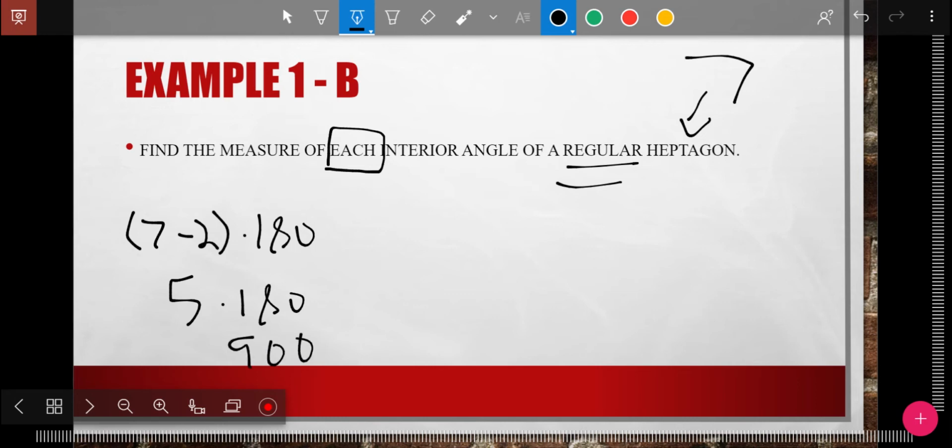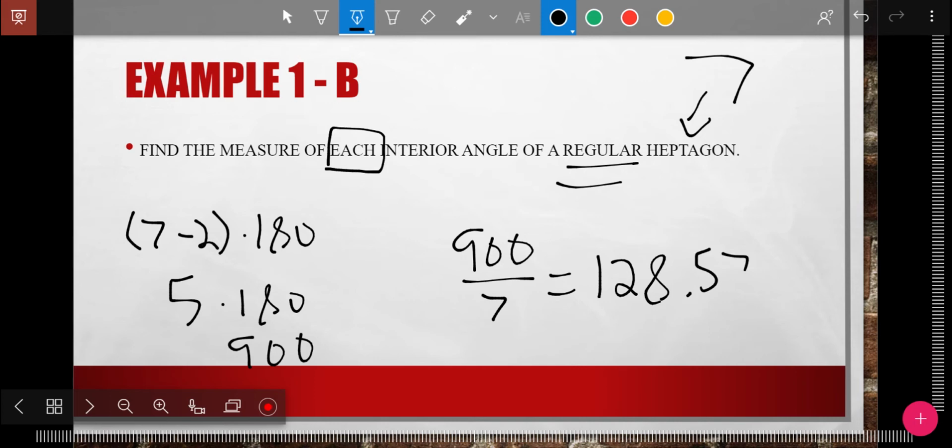Now that's the total. So to find one angle, I have to take that 900 degrees total. Now it's regular, so they're all the same. So I just divide it by how many there are. In this case, there's 7. I get 128.57. So each of the angles, now I rounded there, but it's about 128.57, or usually the book will tell you to round to the nearest tenth on an angle, so 128.6.